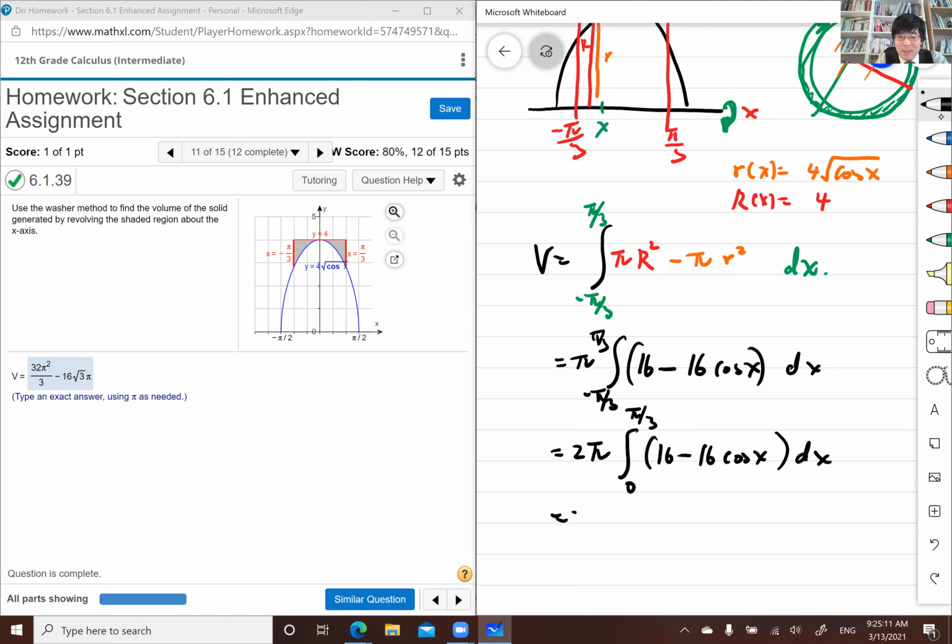Let's put 16 out as well and integrate 1 minus cosine. So it's going to be x minus sine. So it's going to be 32 pi times (pi over 3 minus sine of pi over 3, which is square root of 3 over 2). And when you plug in 0 here, you're going to get zeros. So that's going to be the answer. Okay.